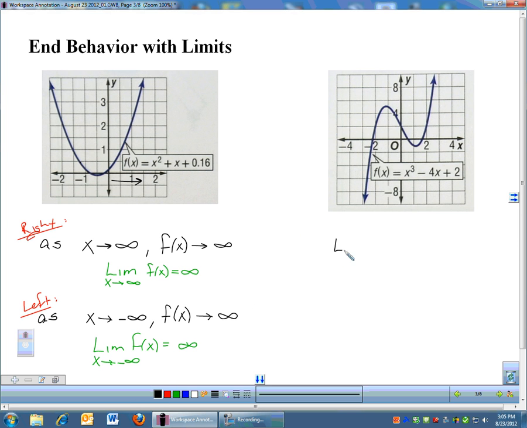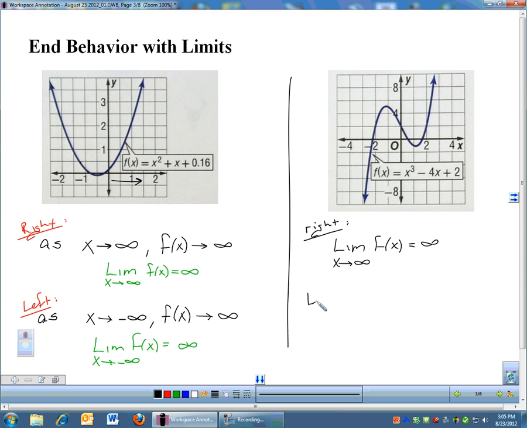What is the limit on the right end? So if I want to go to the right side, that's as x goes towards infinity. As I go to the right, my function f of x is going up. So the limit as x approaches infinity is infinity. And that's my right side.